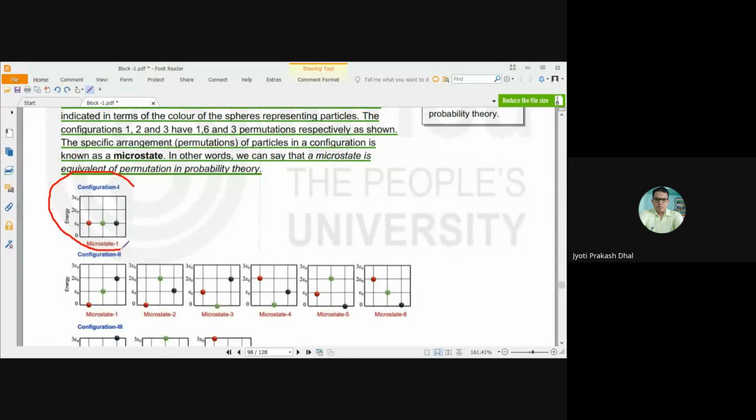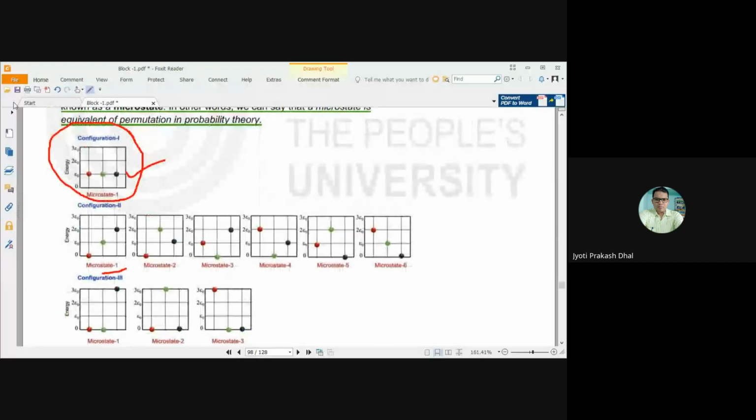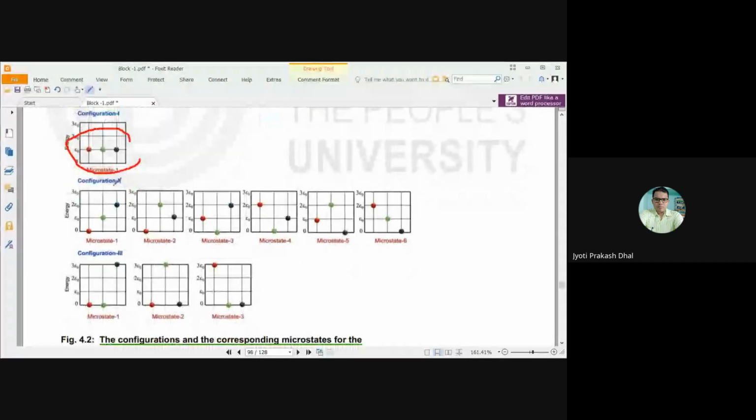This is the first microstate, where all the 3 red, green and blue balls will be placed in the first energy level, that is epsilon 0 energy level, and hence the total energy of the system will become 3 epsilon 0. So for configuration 1, only 1 microstate will be there, because all the 3 molecules are placed in the same energy level epsilon 0, and hence the total energy of the system will become 3 epsilon 0. And for configuration 2, we have 6 microstates.